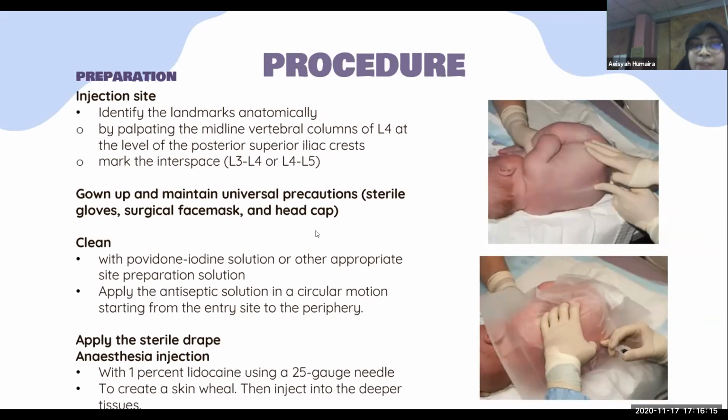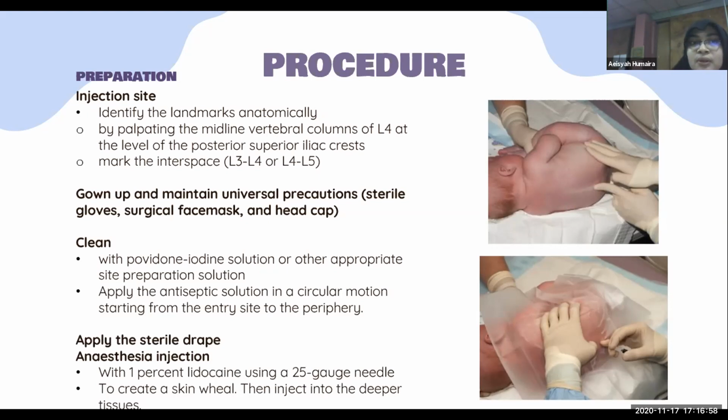After that, we maintain universal precautions by wearing sterile gloves, a surgical face mask, and a head cap. The patient's skin should be cleaned with antiseptic solution. We apply the antiseptic in a circular motion, starting from the entry site to the periphery. Then we apply the sterile surgical drape, and then we inject the anesthetic for the patient who needs it. We inject anesthetic to create the skin wheal, then we inject it into the deeper tissue.